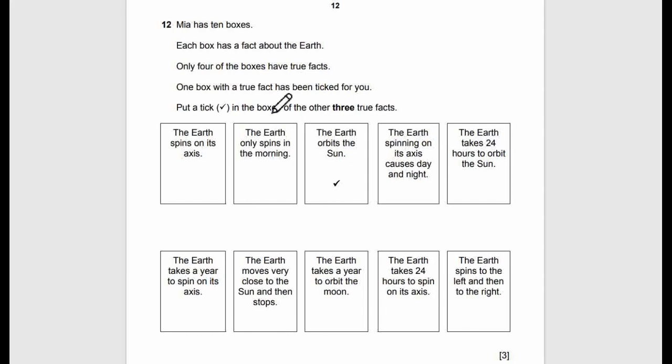Let's see box 1. The earth spins on its axis. Seems to be correct. The earth only spins in the morning. No, it is not. The earth spinning on its axis causes day and night. It's correct. The earth takes 24 hours to orbit the sun. No, it's not. The earth takes 365 days. The earth takes a year to spin on its axis. So no, it's not. The earth only takes 24 hours to spin. This is only 24 hours.